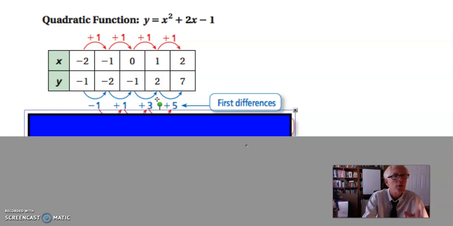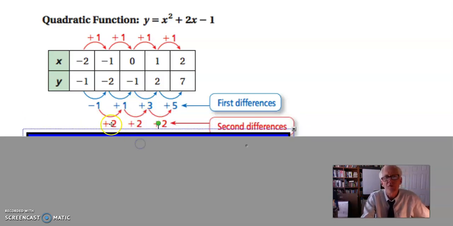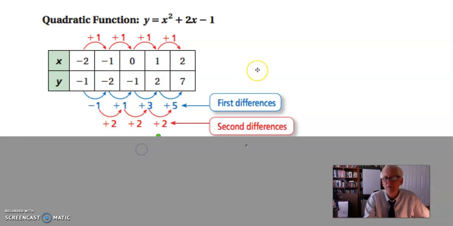Well, let's do it again. So when I say let's do it again, let's go ahead and look at the differences again. The second difference. So I go -1 and 1. That difference is 2. From 1 to 3, that difference is 2. And from 3 to 5, that difference is 2. The second differences are 2. That is how you know from a table of values if a function is quadratic, if the second differences are the same.